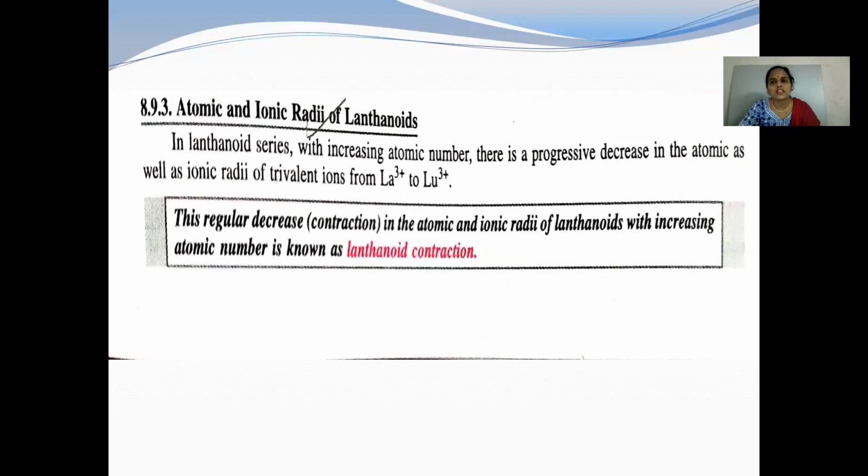And this regular decrease, that is contraction in the atomic and ionic radii of lanthanoids with increasing atomic number, is known as lanthanoid contraction. Every year a question comes on this part: define lanthanoid contraction, what are the causes of lanthanoid contraction, and also write the consequences of lanthanoid contraction. The definition of lanthanoid contraction is the regular decrease in the atomic and ionic radii with increase in atomic number.